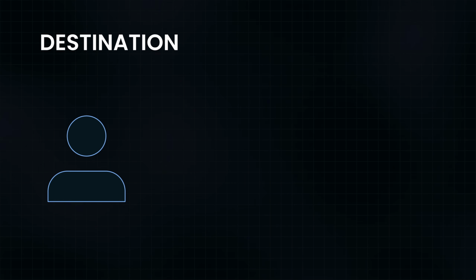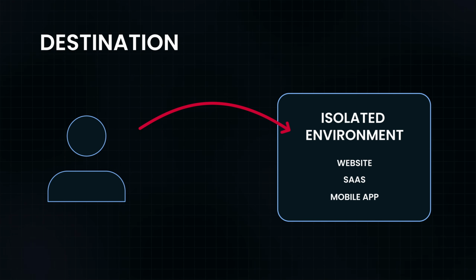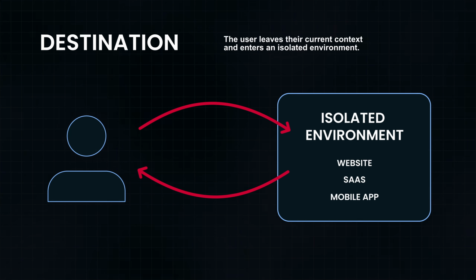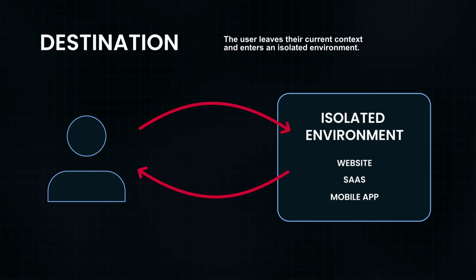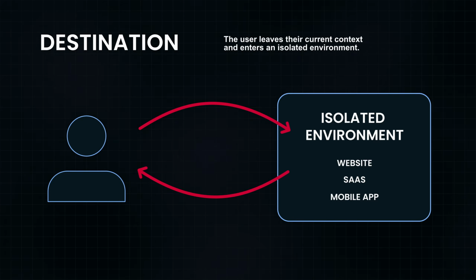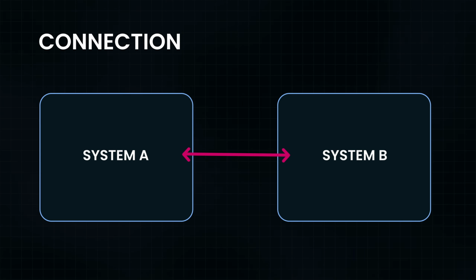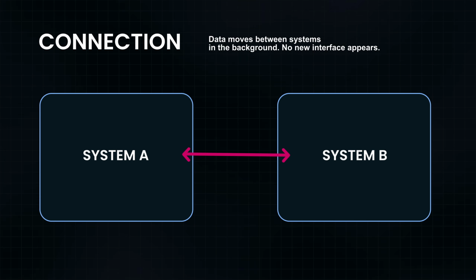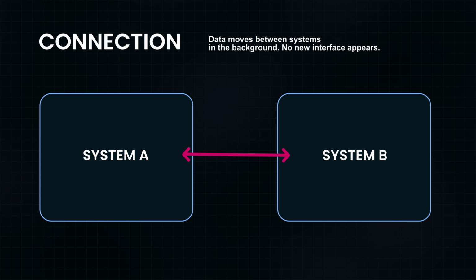A website, a SaaS product, or a mobile app is usually a destination. The user opens it, enters its environment, and works inside the interface you control. This is the right model when your product needs its own workspace, data model, navigation, and long user session. An API integration is the connection. It moves data or actions between systems without necessarily creating a new interface for the user. This is the right model when both systems expose stable APIs and the workflow can happen in the background.